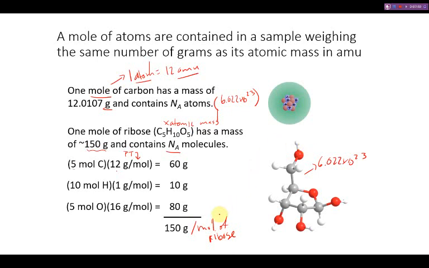One molecule of ribose again would weigh approximately 150 AMU. Okay, so they're interchangeable.